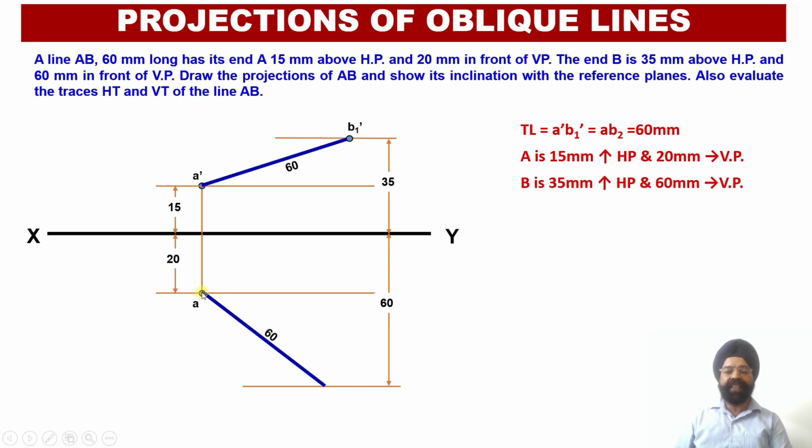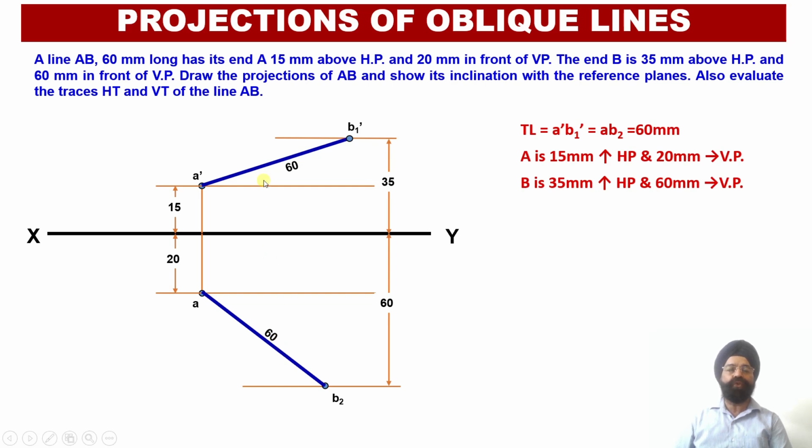Now, in order to mark this distance in the top view, with A as the center, I will open my compass equal to 60 millimeter and mark this distance of 60 millimeter starting from A up to the locus line of the end B, which happens to lie at a distance of 60 millimeter in front of the vertical plane. Now once I obtain this point, I will say that this is my point number 2, and the moment I mark this point number 2, the orientation of the true length of the line in the top view has also been obtained over here, right? So this true length is equal to 60 millimeter.